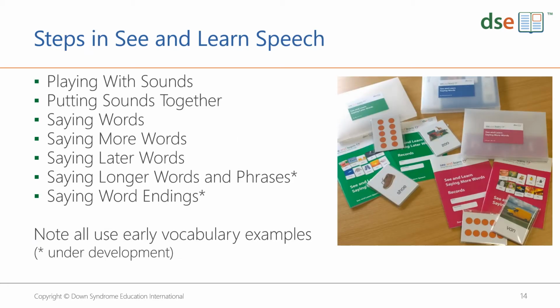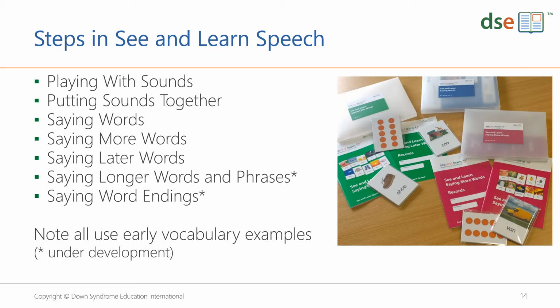Now, to link those steps in speech development with the actual kits in See and Learn speech, they go through the steps in the same order. So playing with sounds is focusing on listening to, hearing, discriminating and producing single sounds. Putting sounds together is, as it suggests, putting 2 sounds together, a consonant and a vowel. And then we move into saying words, saying more words, saying later words.